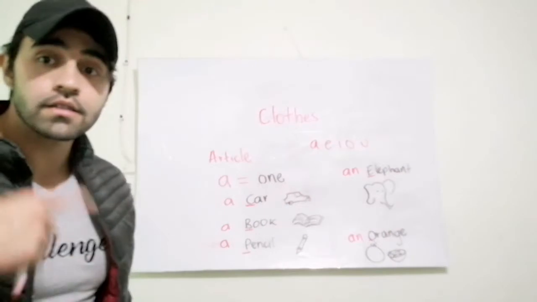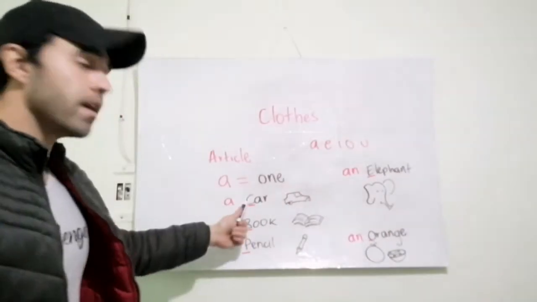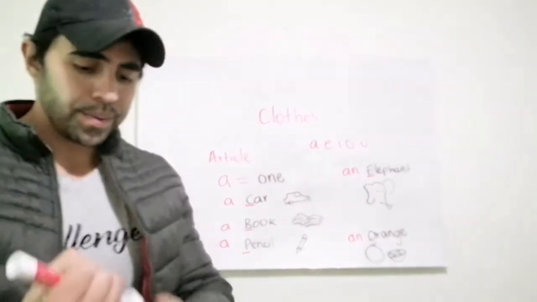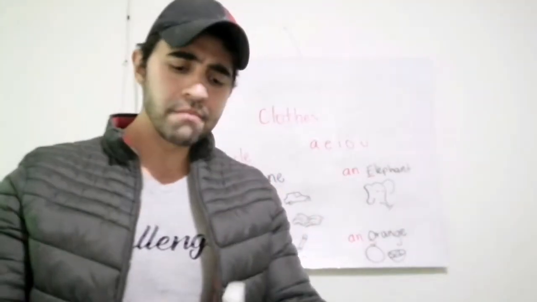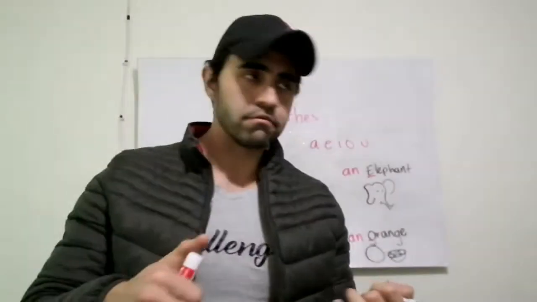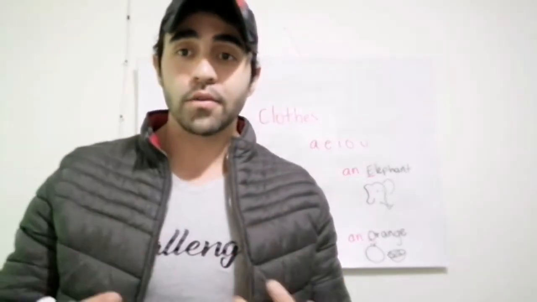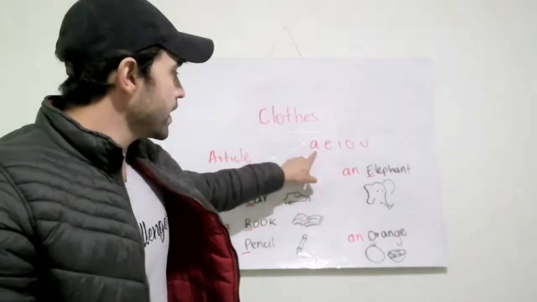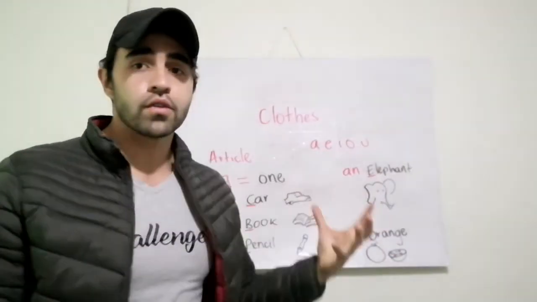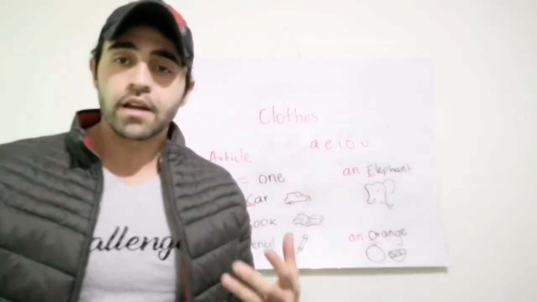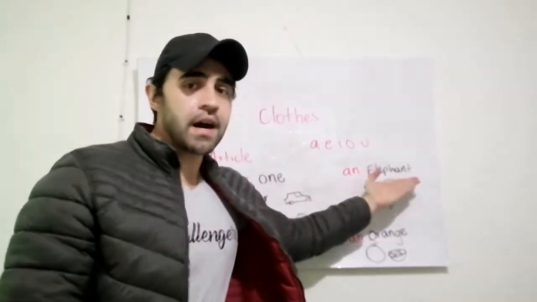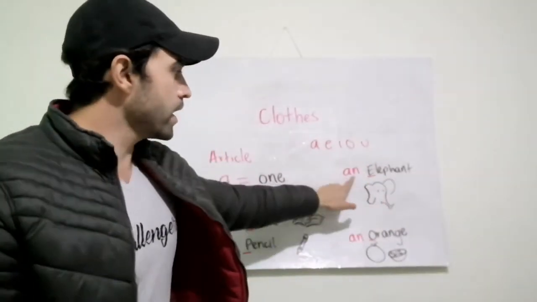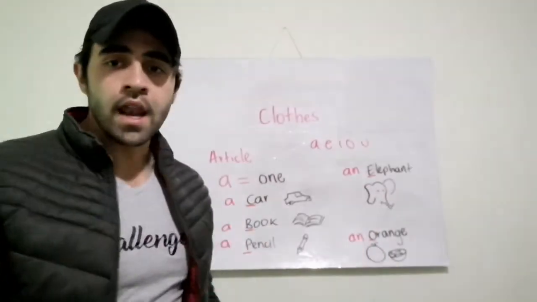Here, the nouns start with a consonant. C, B, and P, those are consonants. P, T, M, D, F, G, Y, those are letters in English that are consonants. But if I say A, E, I, O, U, those are vowels. And when you start a noun with a vowel and you want to say that it's singular, that it's just one, I say an elephant, I say an orange.